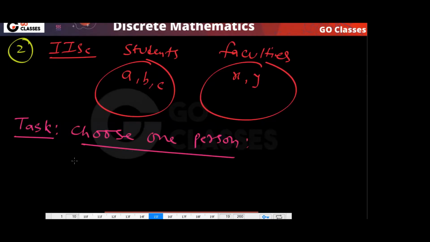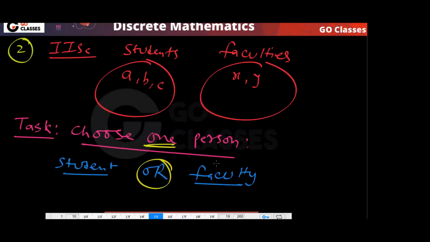Then what will you do? Either you can choose a student, or you can choose a faculty. So this "or" is there because you want to choose one person. How many ways to do this task? Let's call the student choice task T1 and the faculty choice task T2. This is your main task T.